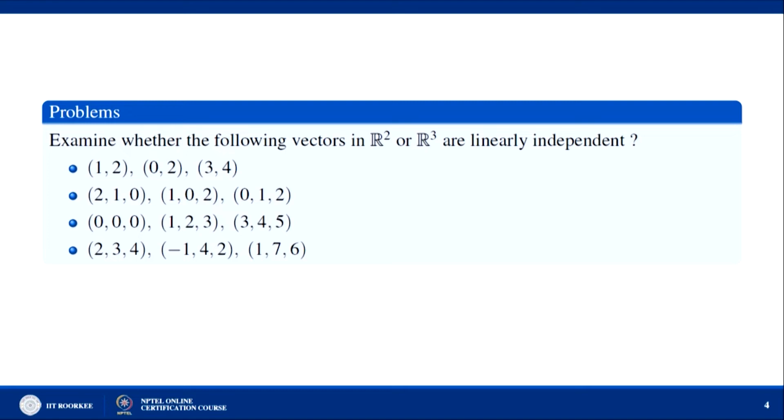So, what do you mean by linearly independent or dependent vectors? Let us discuss all these things. So, the first problem is this: (1, 2), then (0, 2) and then (3, 4). These vectors are in R2, okay. We have to see whether this set of vectors is linearly independent or dependent.